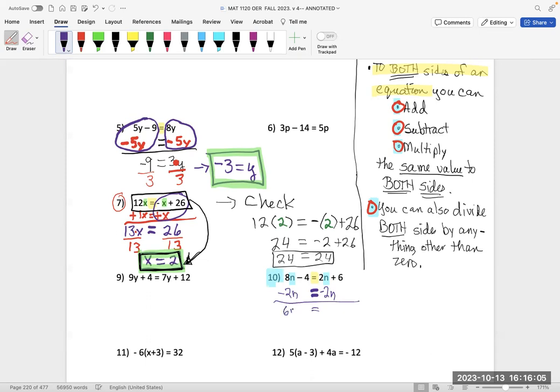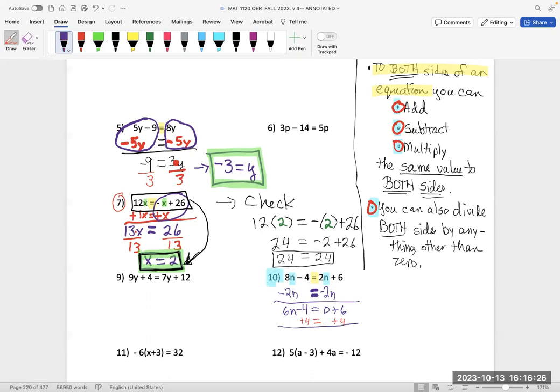8n minus 2n is 6n. I still have a minus 4. The right side becomes 0 plus 6. You don't have to write the 0, but you can. Now I'm going to get rid of this negative 4 by choosing to do the opposite, but I have to do the same to both sides.